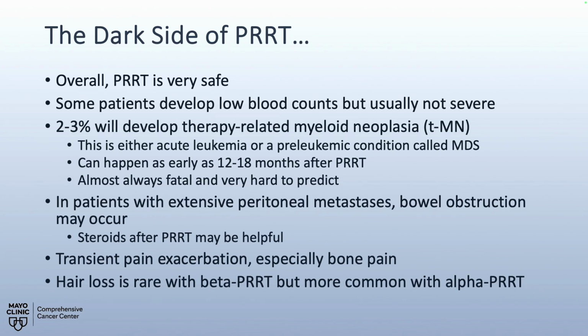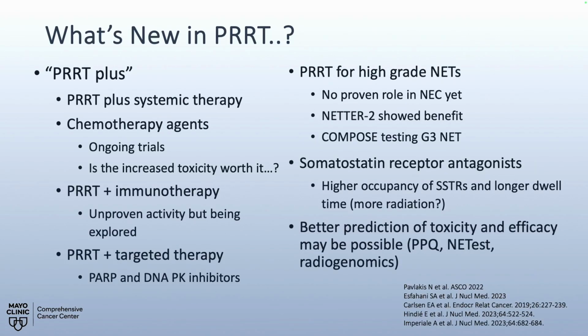And we're seeing a little bit more hair loss with the alpha particle therapy. Not so common with beta radiation like lutetium. So what's new in PRRT? So we have what are called PRRT plus. So this is PRRT plus something else like chemotherapy, immunotherapy, targeted therapy. All of these are being actively tested in clinical trials. I've seen trials reported for all 3. But these are tiny trials, 20, 30 patients, some showing really interesting signals of activity. We just need more data before we can use these combinations routinely.